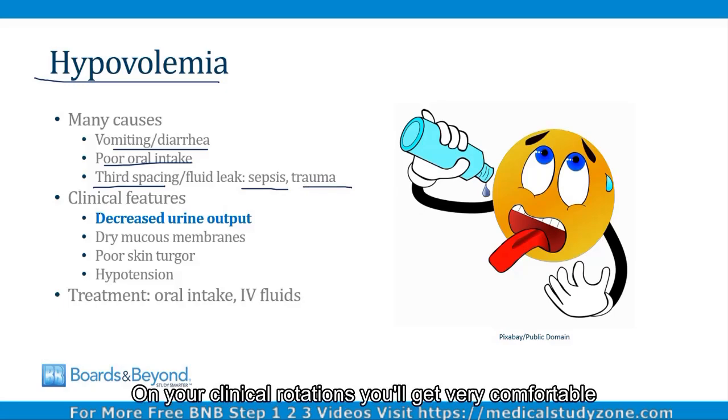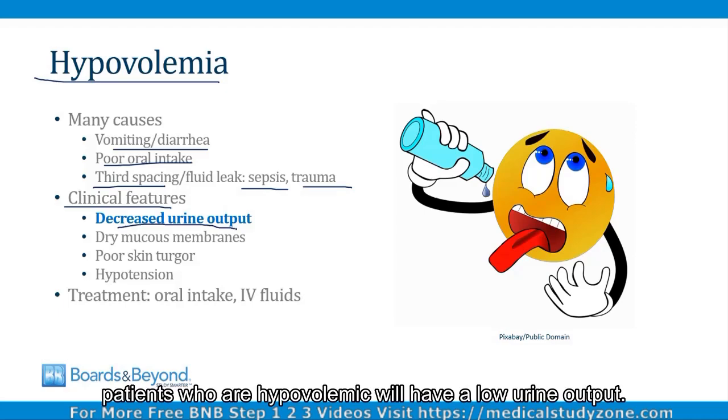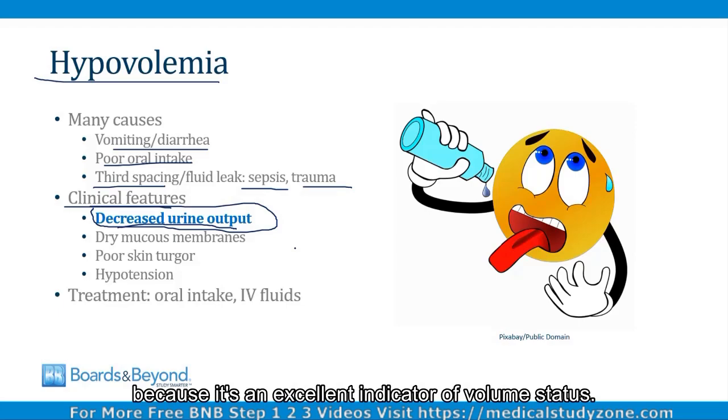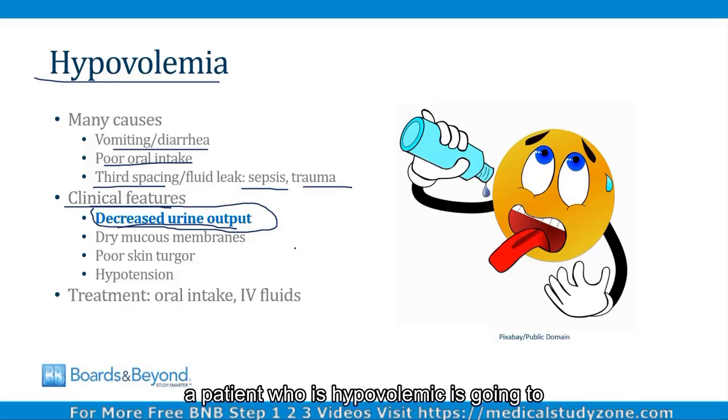On your clinical rotations, you'll get very comfortable making a diagnosis of hypovolemia based on clinical features. Some of the important ones I've listed here. First of all, patients who are hypovolemic will have a low urine output. It's very important to remember this in the hospital on rounds. We always carefully record the urine output in hospitalized patients, and the reason we do that is because it's an excellent indicator of volume status. A patient who is volume resuscitated is going to make urine. A patient who is hypovolemic is going to have poor urine output.